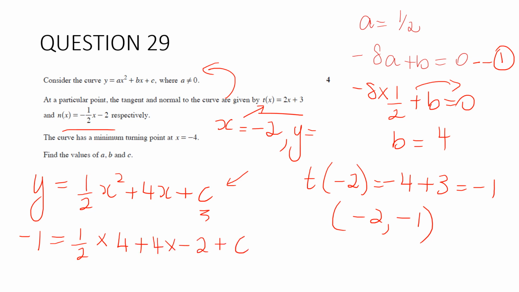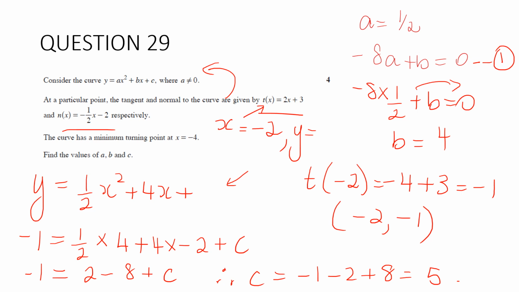And what have we got here? A whole lot of mess. -1 is equal to 1/2 of 4, which is 2, take away 8, plus c. So therefore, c must be equal to -1 take 2 plus 8, which is 5. And in the interests of space, I'm just going to put the answer there.